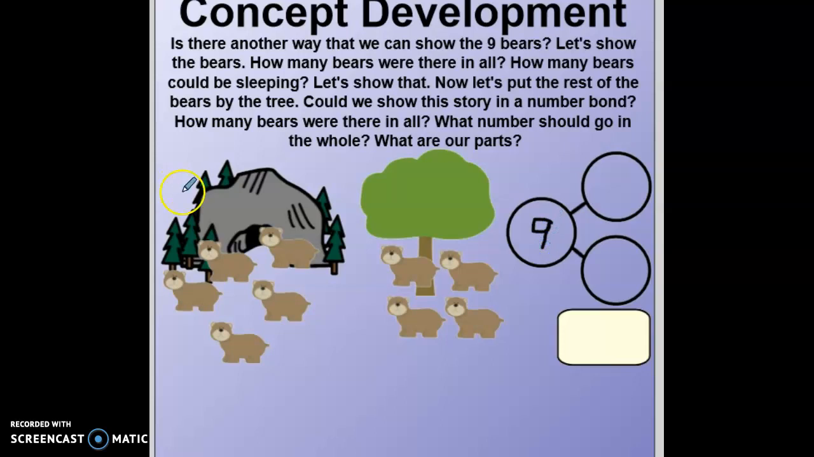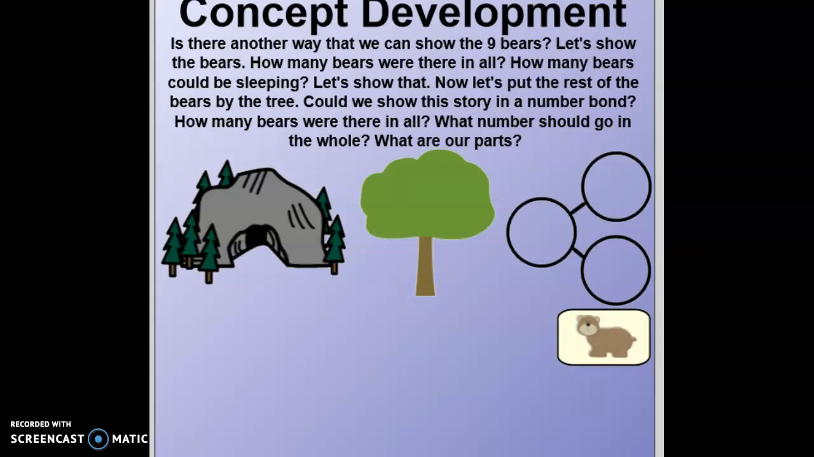Now let's count how many are at the cave. 1, 2, 3, 4, 5. And then let's count how many are at the tree. 1, 2, 3, 4. So can you put up 5 fingers for me? And can you put up 4 more? And let's count. 1, 2, 3, 4, 5, 6, 7, 8, 9. So 9 is our whole, and our 2 parts are 5 and 4.